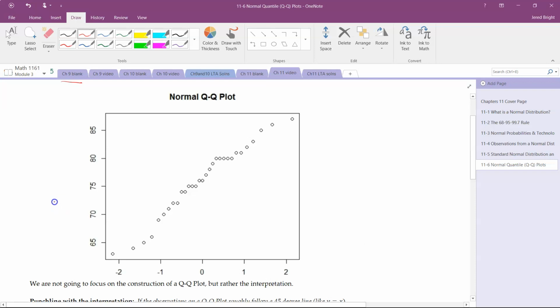Along the vertical axis, this is your sample quantile, your sample percentile. So for a given observation, what percent of the data is below it? And then down here, this is your theoretical. So this is your sample quantile as a z-score, but expressed as a percentile. So, theoretical quantile.